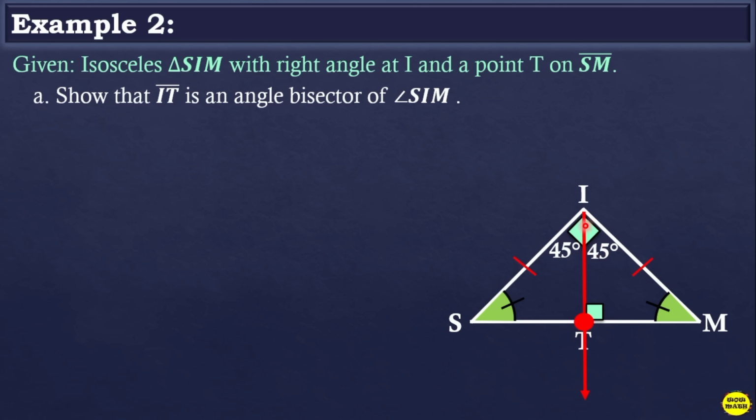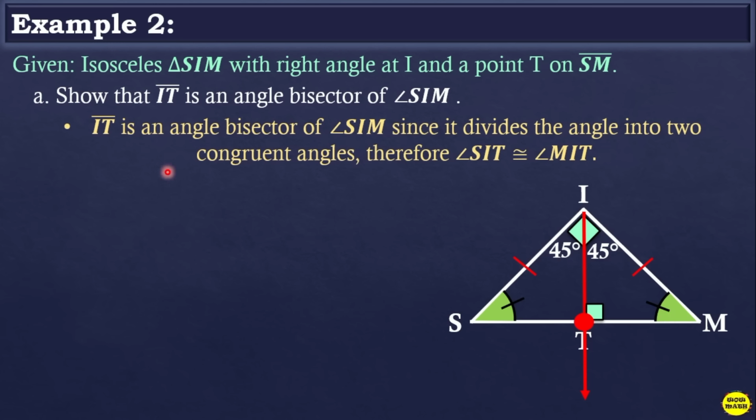And since this is an angle bisector, makakapag-form din po tayo dito ng right angle since it is also perpendicular. Why? Kasi po since isosceles yan, magpo-form po yan ng perpendicular lines.